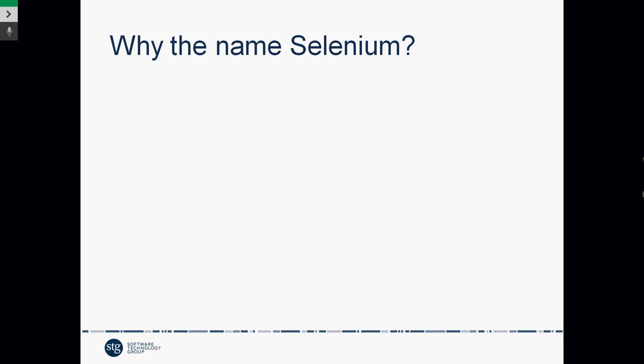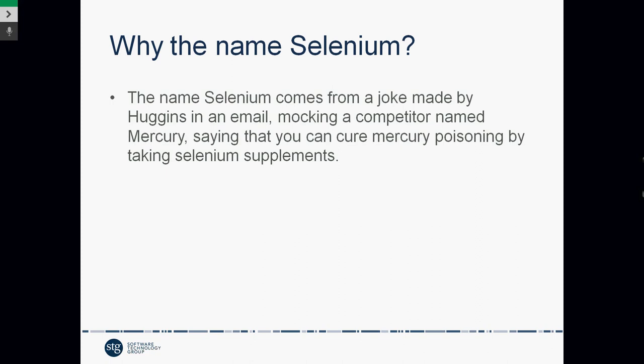There's not anything that's bad to say about it. So why the name Selenium? If you started automation back in the day, you may remember a company called Mercury Interactive. It was made as a joke, mocking Mercury, saying that you can only cure mercury poisoning by taking selenium supplements. So that's the reason why they came up with Selenium.